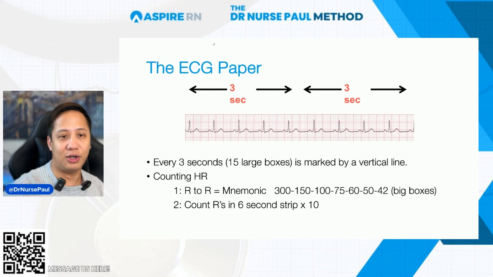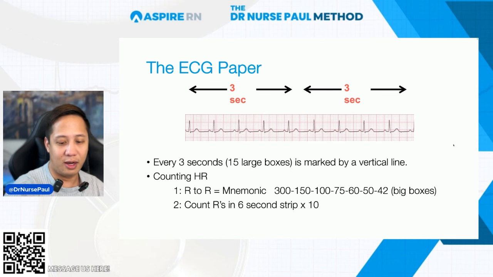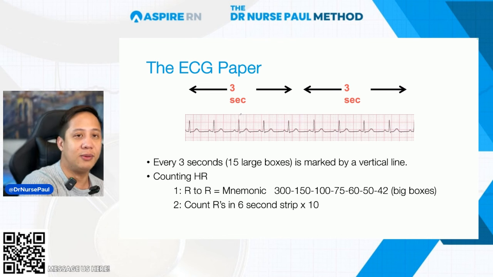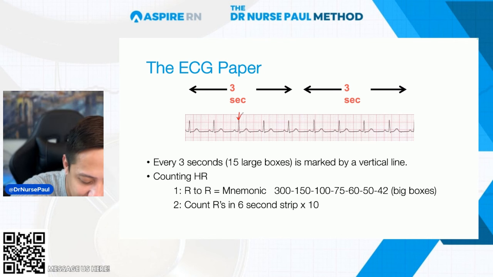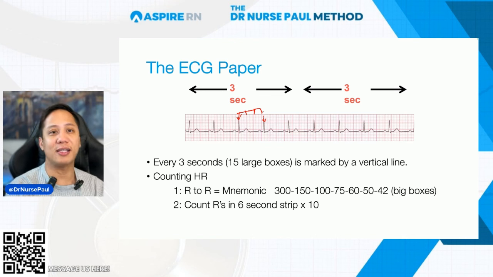The first one is called R2R. So what we do there, I'm going to explain. It's already on your screen, right? What we do there is you check one R to another R. You check how many large boxes are there in between one R to another R. Let's start here, right? This R right here is right over the line. You see that? This one right here is right over the line. So it's easier to monitor, right? And the other R is somewhere here, right? Guys, how many large boxes are there? Can anyone see? How many large boxes are there? Three large boxes. You guys see that?